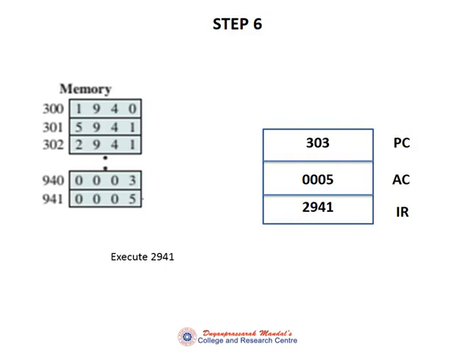So here we'll execute 2941. The binary value for 2 is 0010, that is the opcode. The opcode tells you to store accumulator to memory location 941. So whatever is there in the accumulator register will be stored in the 941 location.